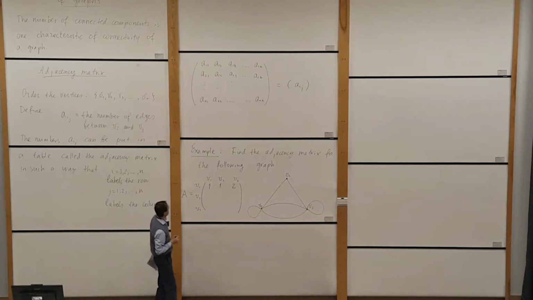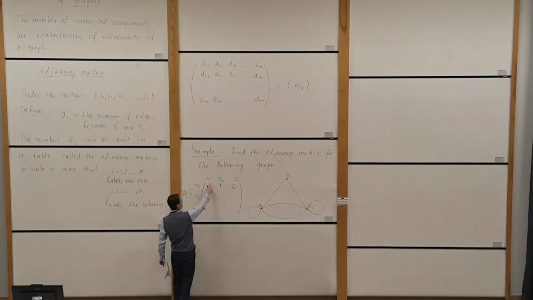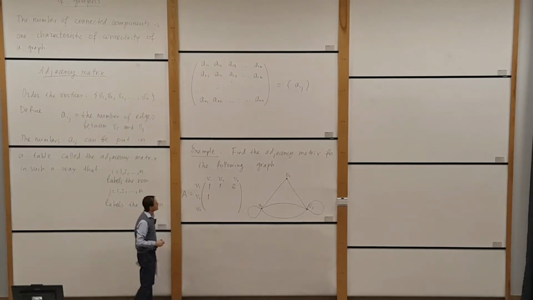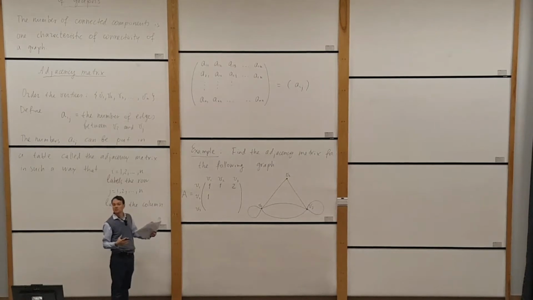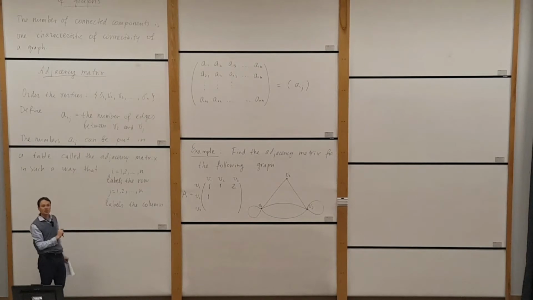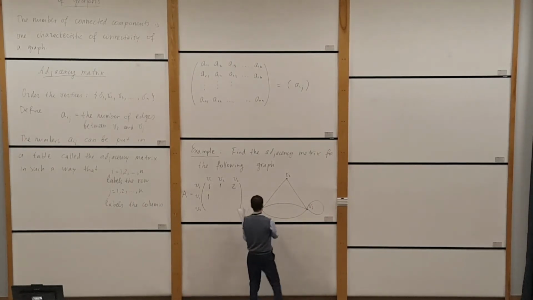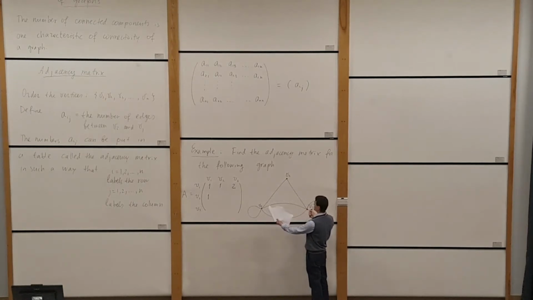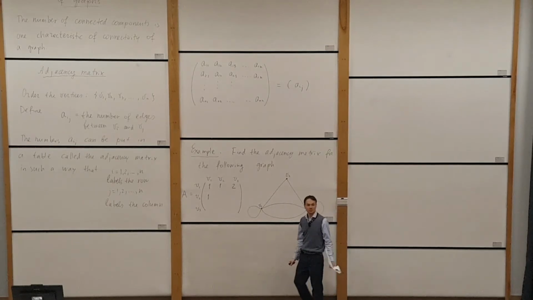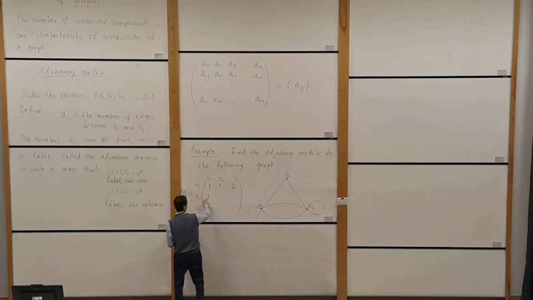In the second row, between V2 and V1, we've already considered that, so it should be the same number. And this table, in fact, is symmetric. If you swap the two indices i and j, which means swapping the row with the column, the entry will be the same. Because here we're not yet dealing with directed graphs, the number of edges between a pair of vertices doesn't depend on how you order these two vertices. So it's the same one as there.